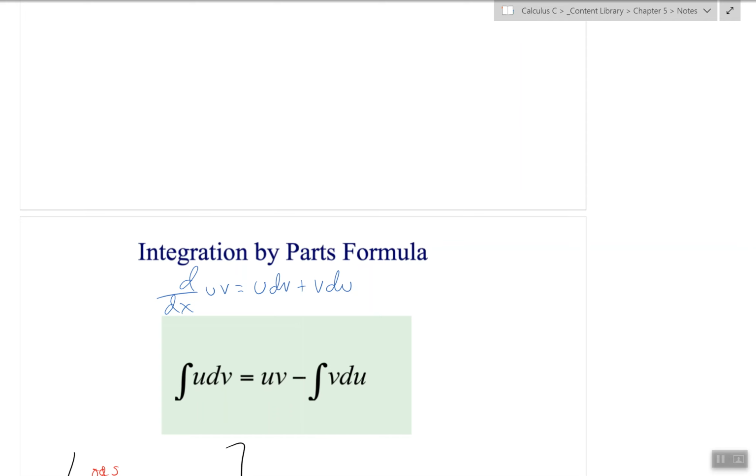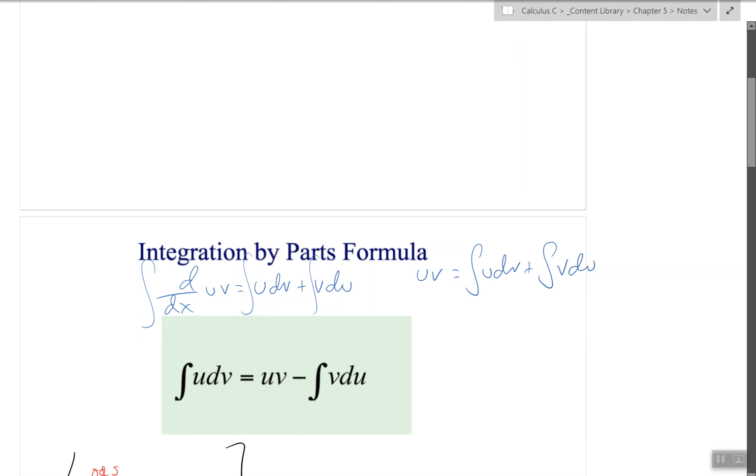So if we were to undo all of this with antidifferentiation, the derivative and the antiderivative here on the left-hand side, those would go away, and on that side we get uv equals the integral of u dv plus the integral of v du. So we now have all of the same parts that they have in this formula. We would just need to do a little bit of rearranging by taking this integral of v du and subtracting it to the other side.